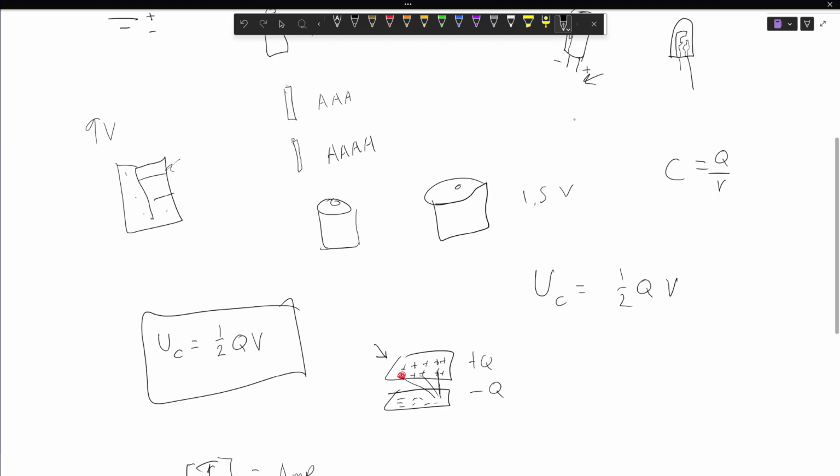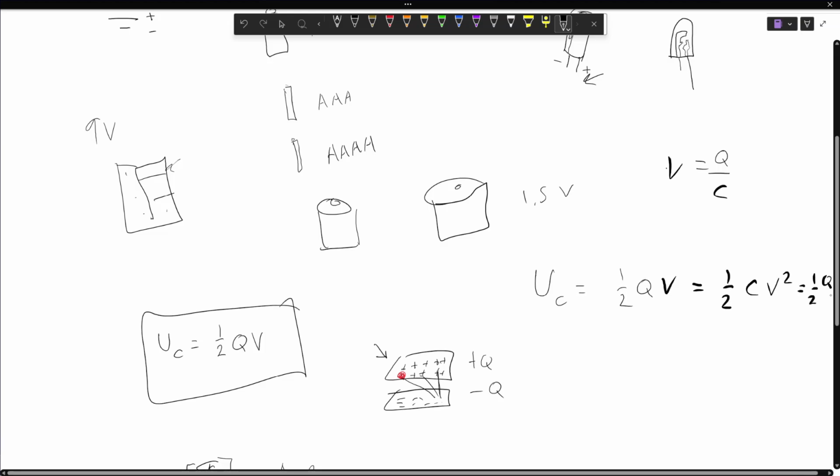Because C equals Q over V, I can make any substitution here. So if I, for instance, solve for V here, I can replace this voltage with Q over C, and we get these alternate forms of it. So it could be either 1/2 QV, but it also could be better written, or depending on the problem, as 1/2 CV squared, or as 1/2 Q squared divided by C. So we have those alternate forms from those algebraic substitutions for some of these pieces.